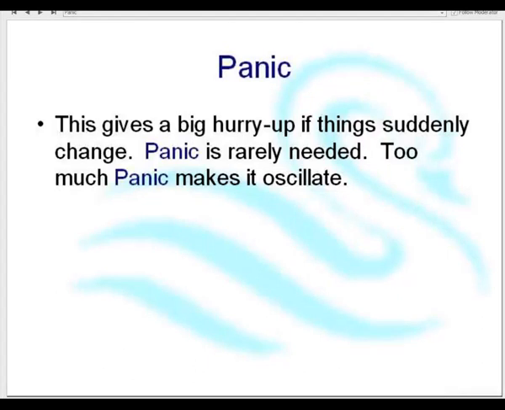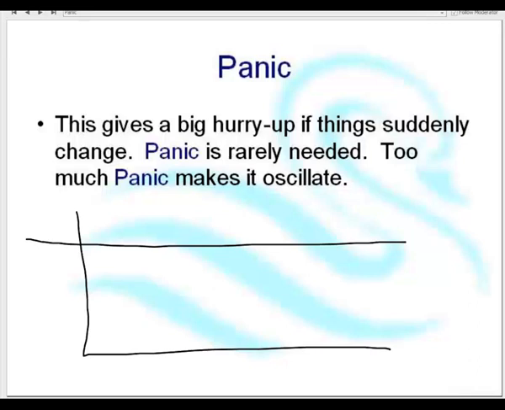Now what the D term does is if there's a sudden change in things, so if the speed is hanging along happily like that, and then suddenly it makes a huge change, what the D term will do is make a huge change back all of a sudden. It makes panic moves based on sudden changes.